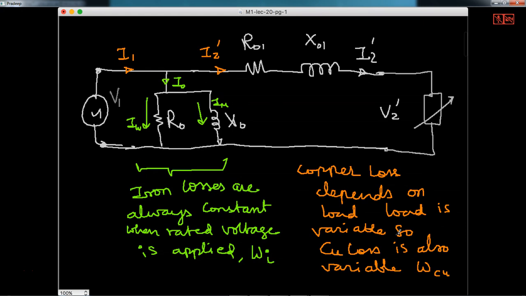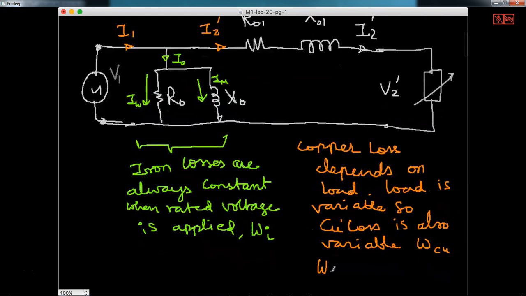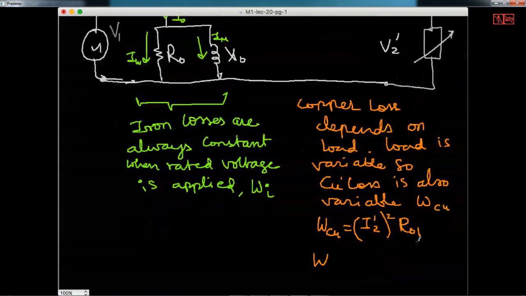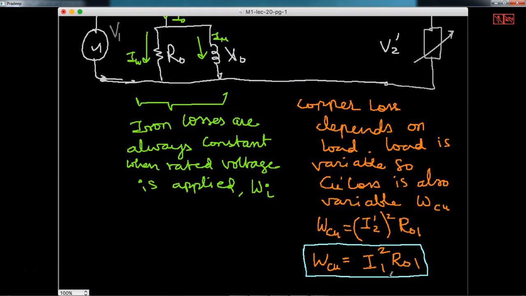So what is the value of WCU? So WCU is nothing but I2 dash square multiplied by R01. Or I can assume that the copper loss is I1 square R01. Because the difference between I1 and I2 dash is not that high, only I naught is there.